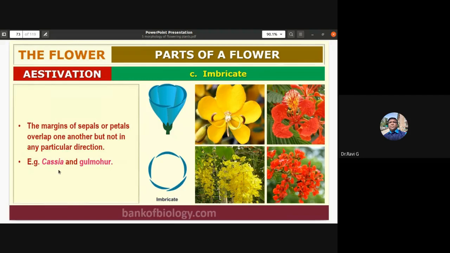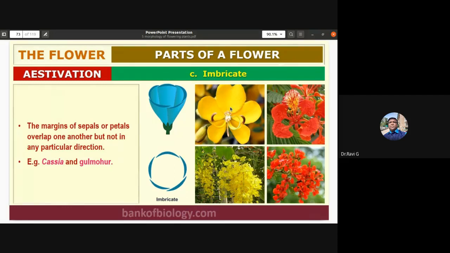Now you can notice this in cassia and gulmohar. See, in the cassia plant, this is how the flowers are hanging. They are very beautiful to look at. Even if you go on a nice road, you find many places where this cassia plant would be flowering. So this is seen locally. This is the flower of cassia, and in cassia, the first petal, if you notice here, is completely inside. That is, completely overlapped.